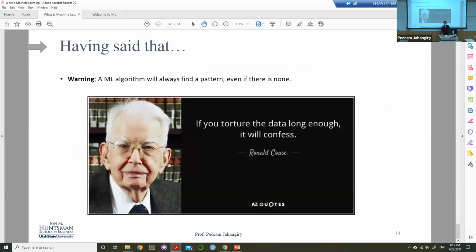Having said that, remember, the machine learning algorithm will always find a pattern, even if there is none. If you torture the data long enough, it will confess. So actually, we're going to have a lot of fun in one of our classes. I'm going to generate random data. I'm God. I know what the real relationship between the variables is. So I sit as a God, but I generate some noise, and then I let the machine make the model as flexible as possible. The machine is going to come up with a pattern that I, as a God, know is wrong. Does that make sense?